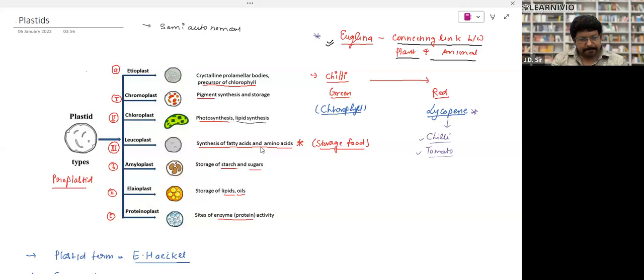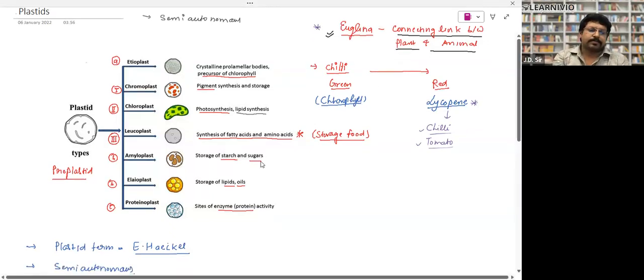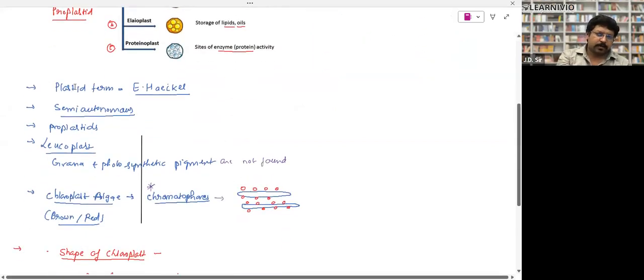Done. Okay, Martin, done. Yes, sir. Okay, so first point. The term plastid was given by Ernest Haeckel, E. Haeckel. Full stop.